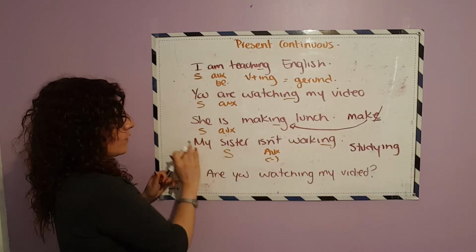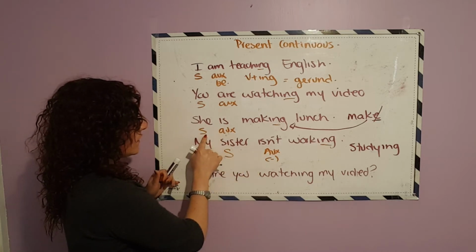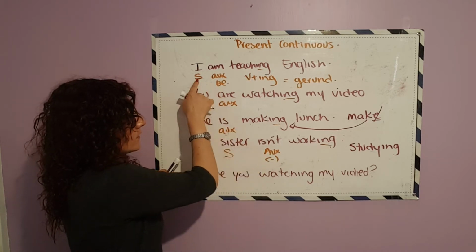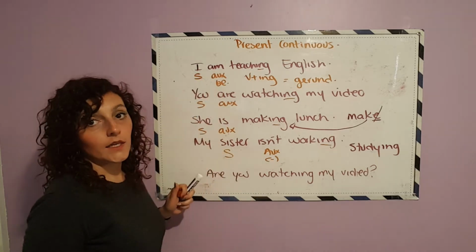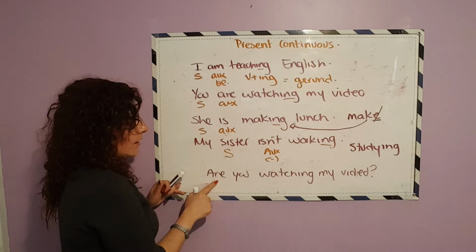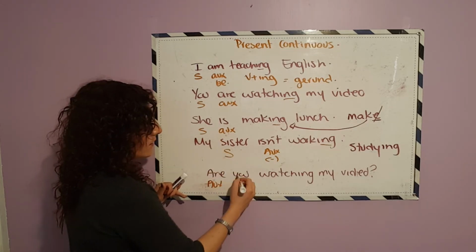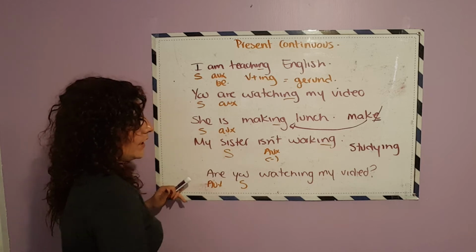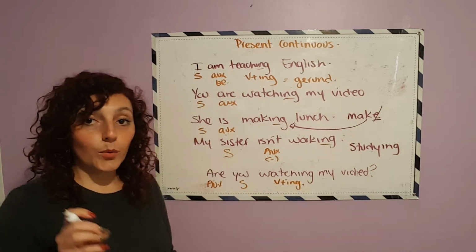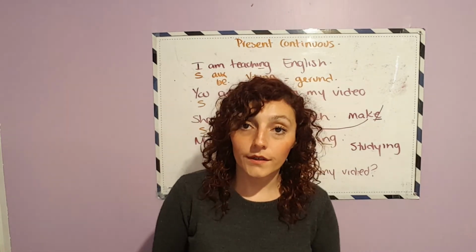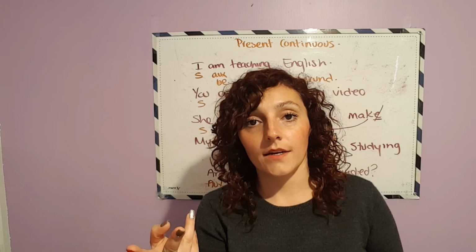In affirmative or negative, you use first the subject and then the auxiliary, right? Subject, auxiliary. But in the question, you use the auxiliary first and then the subject, okay? Then your verb plus ing. It is very important you respect the order because in questions, you have to invert it, right?